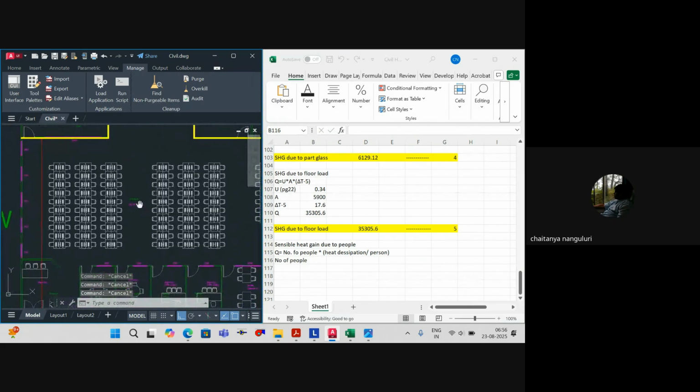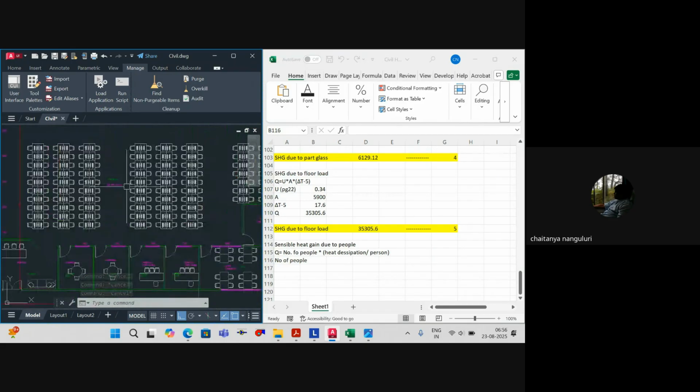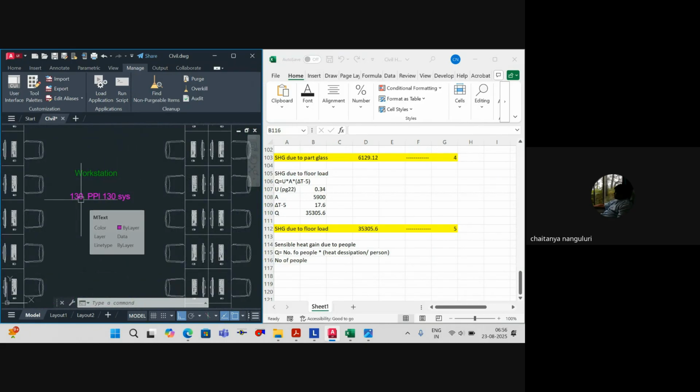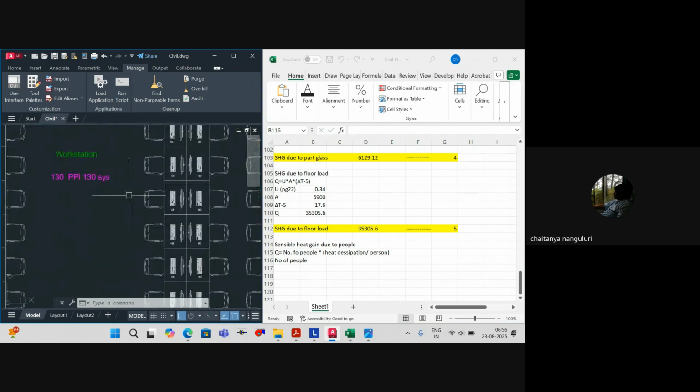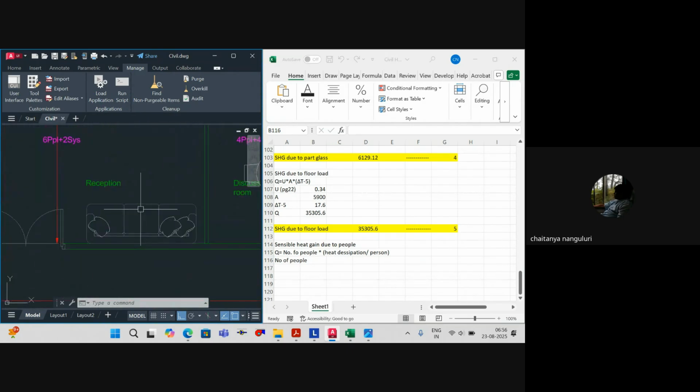You agree? In the workstation area, I have to calculate the number of seats anyway. 130 people. Reception, don't you think outside people can come?